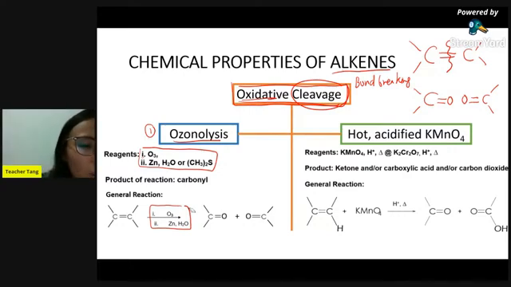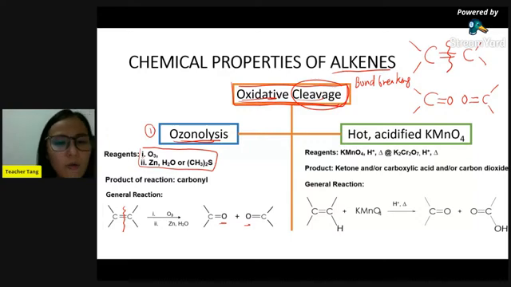Ozonolysis is oxidative cleavage. Just now I explained what oxidative cleavage is. Basically, you break the carbon-carbon double bond and you put in the oxygen. So for ozonolysis, you will get a carbonyl as your product, whether aldehyde or ketone.